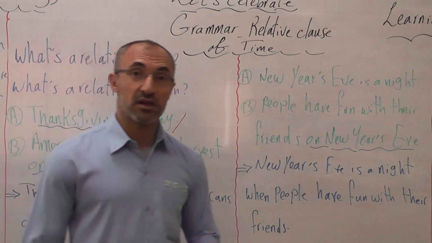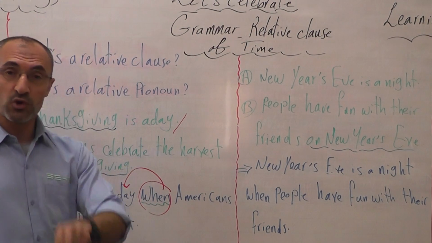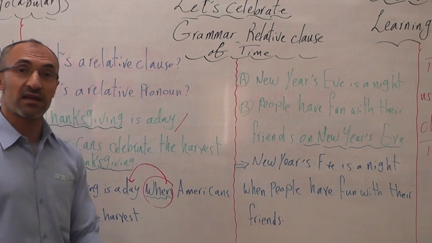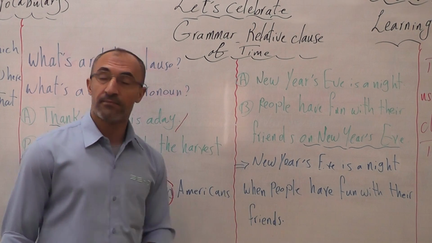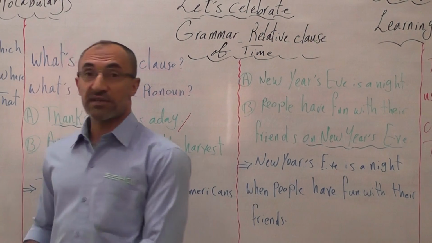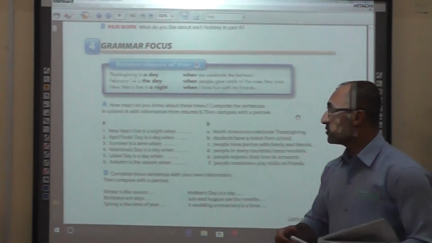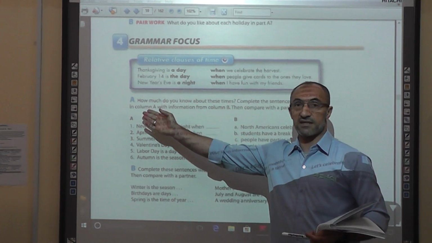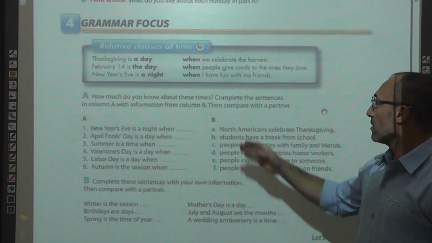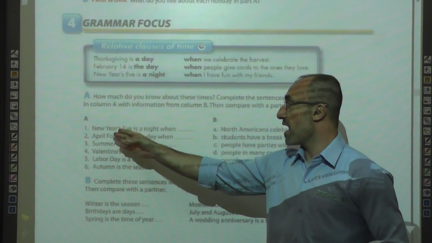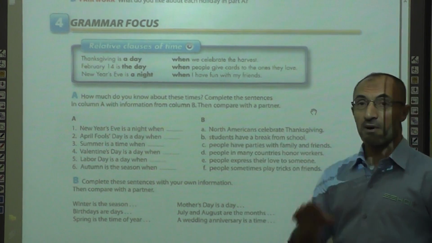Here we came to the end of our sentence and we combined those two parts of the sentence using a relative clause of time, which is when. Okay? Let's look at our smart board and have some more examples. As you see, here we have exercise A. How much do you know about these times? Complete these sentences in column A with information from column B. Then compare with a partner.